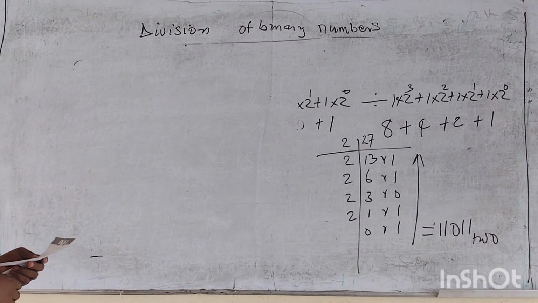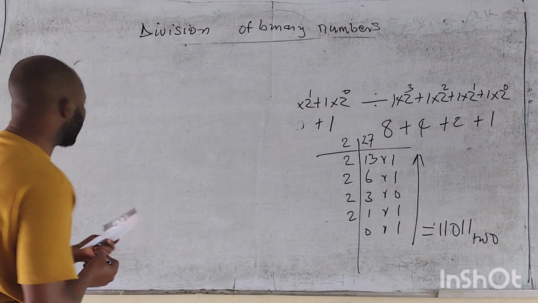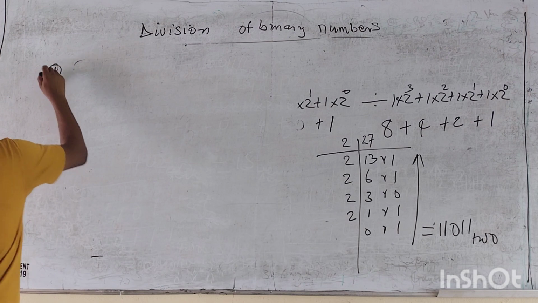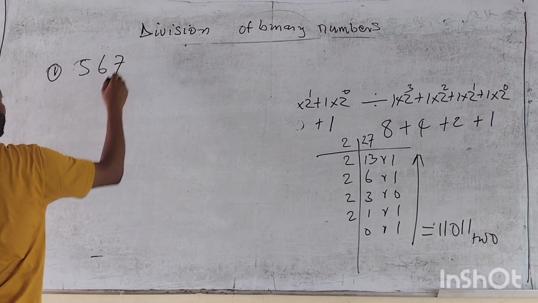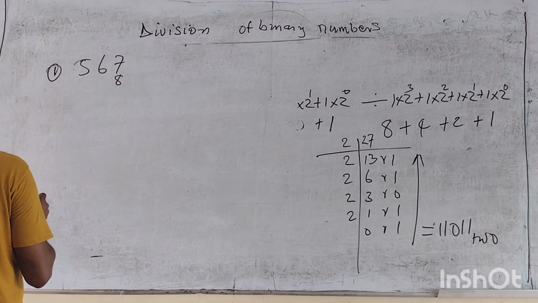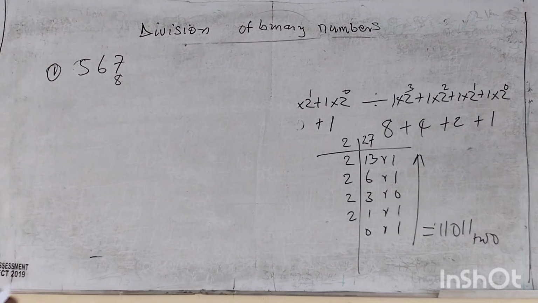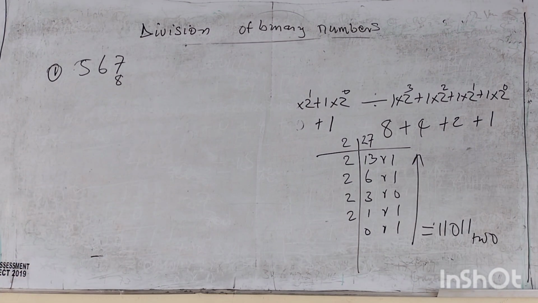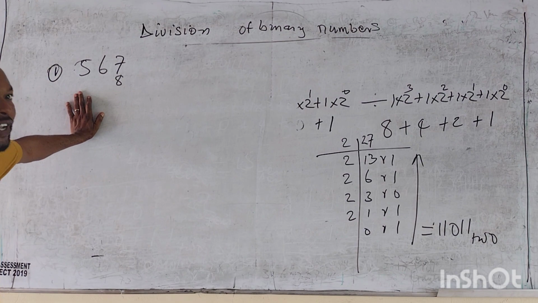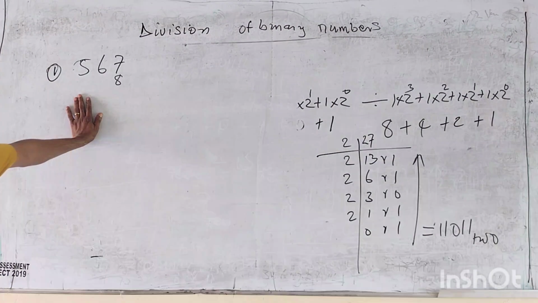Let's say a question like this is given. 5, 6, 7 in base 8. Let's say we should convert it to base 2 and also convert it to base 10. Now, like I said earlier, to move from one base to another base, you first get to base 10 before you move to that base.